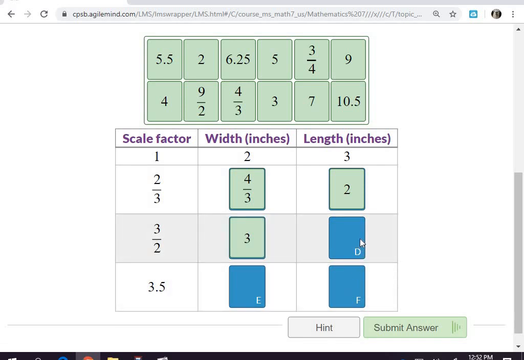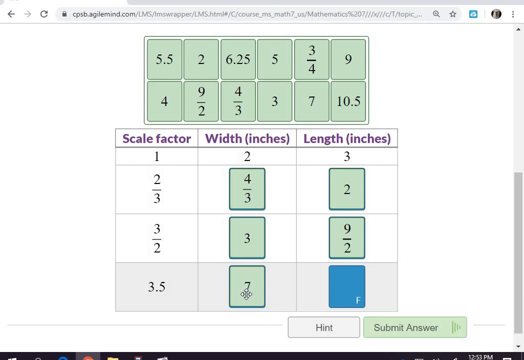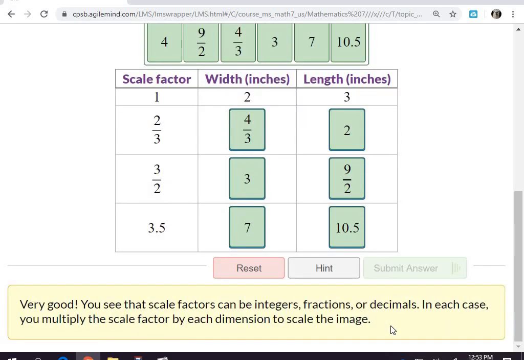Okay. 3 times 3 is 9. Can 9 divide by 2 evenly? So what do I get? 9 over 2. That extra topping is done. 3.5 times 2 gives me what? 7. 7 whole. And then 3 times 3.5 is 10.5. And we'll submit and see that we are very good. We're not too bad at this.